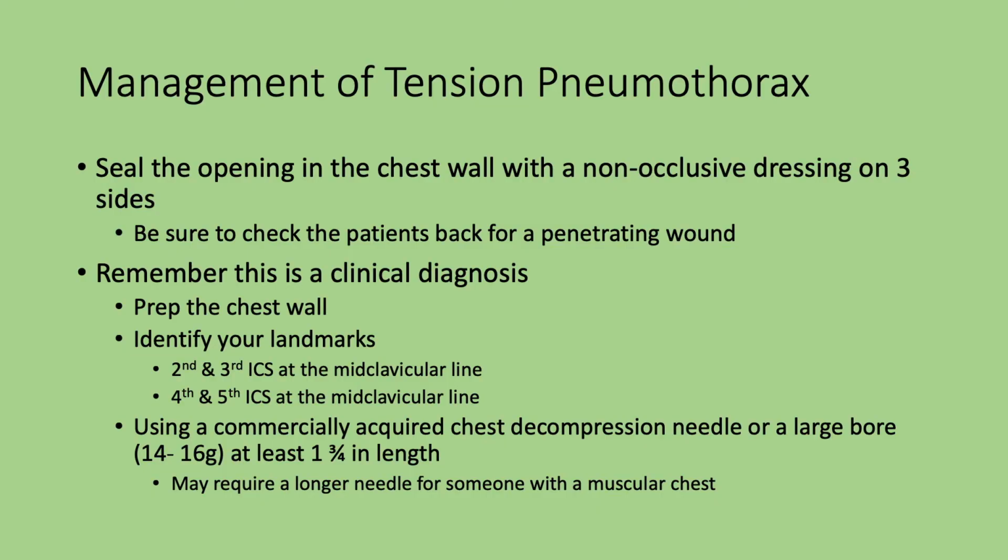So how do we manage a tension pneumothorax? One of the first things you want to do is seal the opening in the chest wall with a non-occlusive dressing on three sides. Always be sure to check the patient's back, because the back can be the exit wound or it can be the entrance wound. Again, keep in mind this is a clinical diagnosis and you're basing this upon the mechanism as well as your physical findings. If you have time, prep the chest wall.